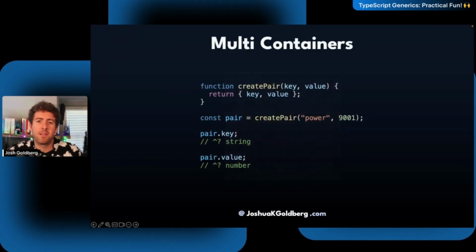Let's say that you wanted to have more than one piece of generic information being provided to your interface or function. For example, a create pair, like a key value pair. You might see this in database wrappers or whatnot. How would you type this in TypeScript? Well, there are two generic swappable pieces of type here: pair.key, which is in this case string or power, and pair.value, which is number or 9001.